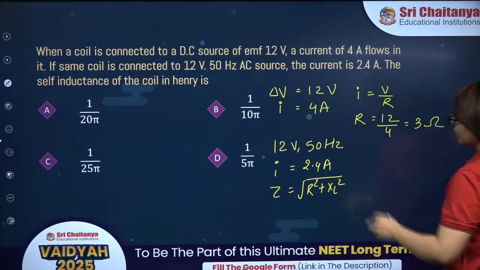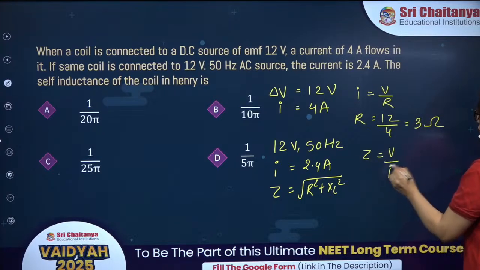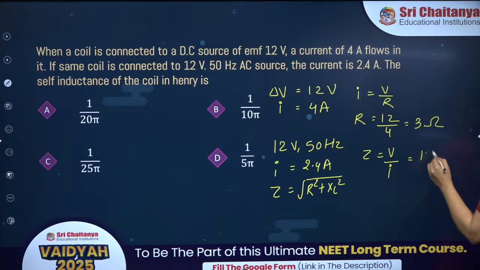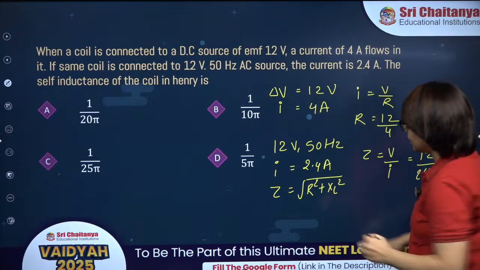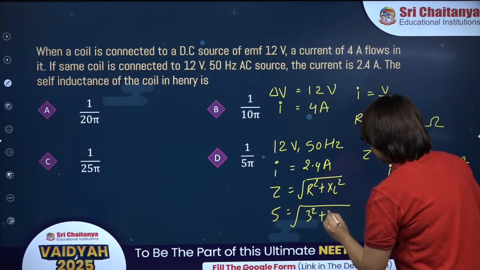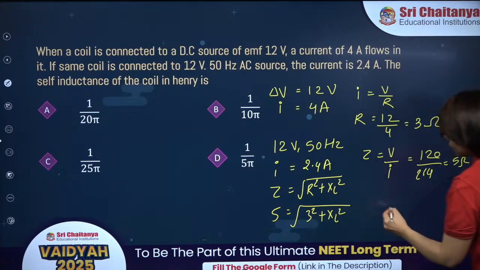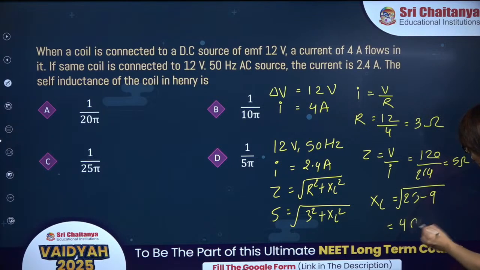If you find the value of Z, it will be V RMS divided by I RMS. So it is 12 upon 2.4, which is equal to 5 ohm. So Z is equal to 5 ohm, resistance is equal to 3 ohm. Putting Z and resistance in this equation, you will get XL. So Z is 5 is equal to under root of 3 square plus XL square. So XL is square root of 25 minus 9, which is equal to 4 ohms.